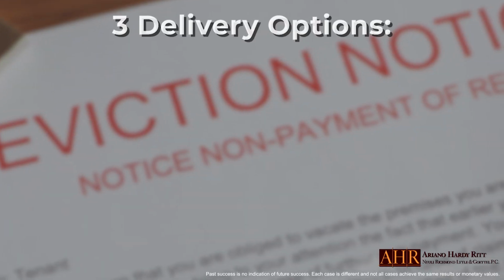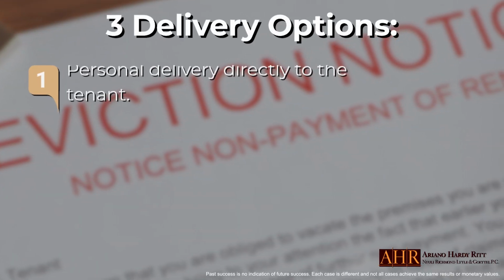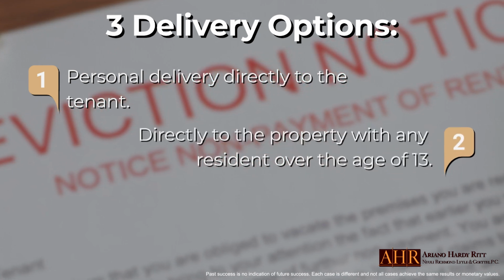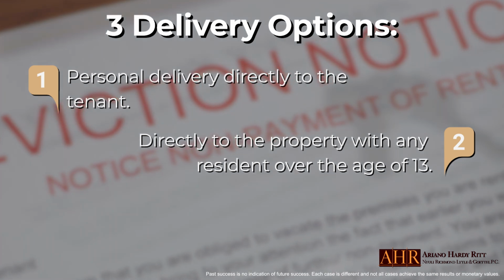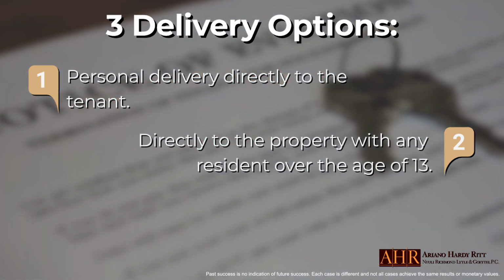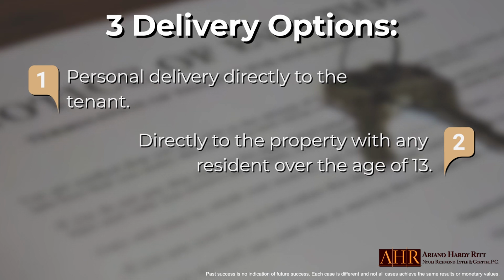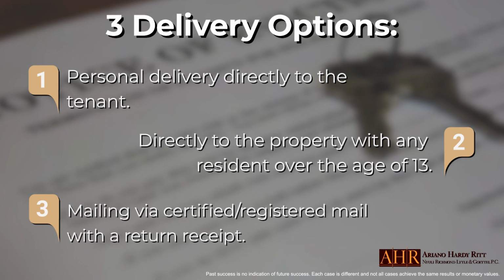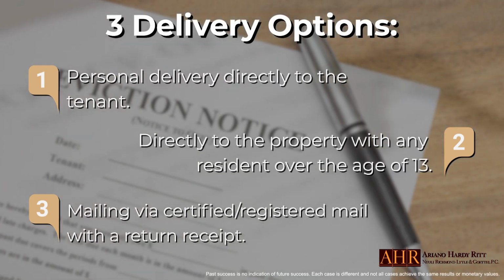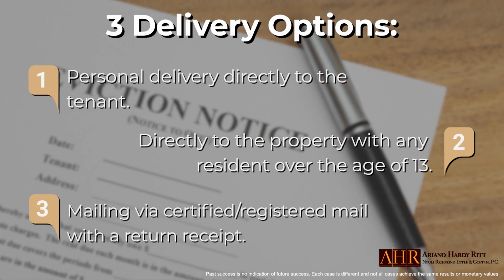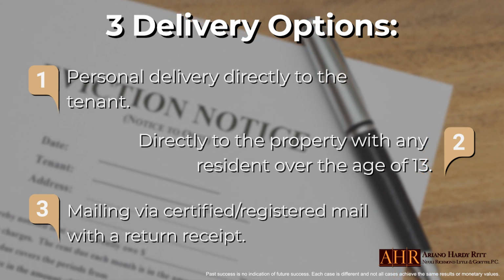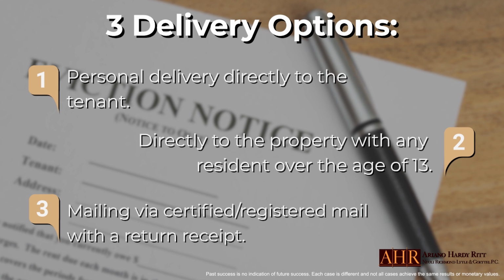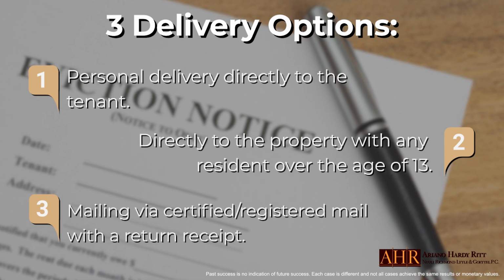There are 3 acceptable methods of service. Number 1, personal delivery directly to the tenant. Number 2, directly delivering the notice to the property and leaving it in the hands of somebody who is over the age of 13 and is living at that residence. The third way is mailing it via certified mail or registered mail with a return receipt, which provides proof of attempt should you need evidence during the potential future court proceedings. But with that notice, you have to make sure that there is proof that the tenant received it, because if the tenant doesn't sign for that notice, it's not valid service.